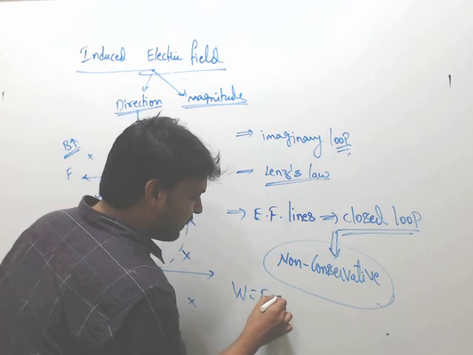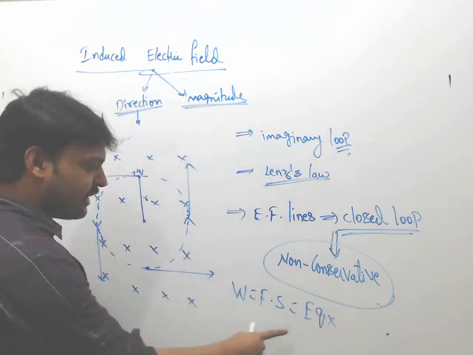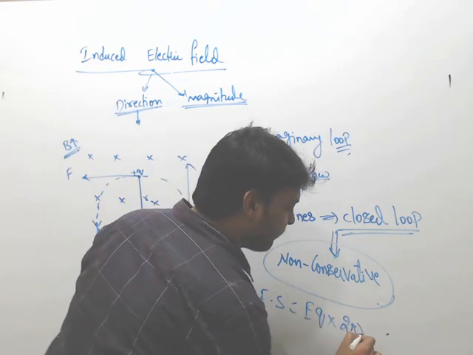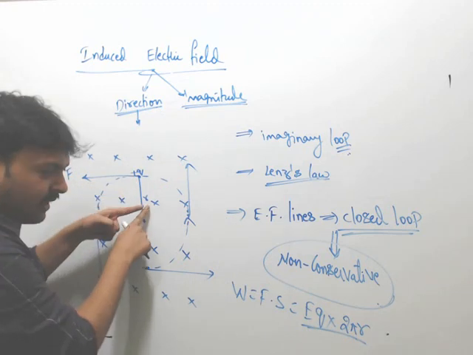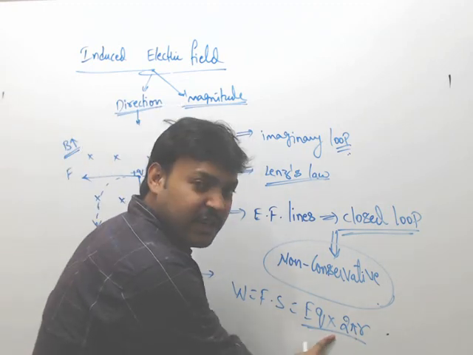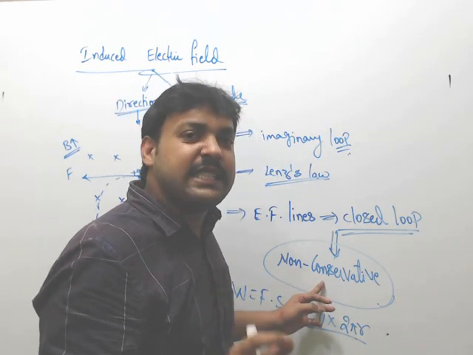Force into displacement. So what is force? EQ, electric field into charge. What is the distance travelled? It is 2 pi r. If the radius is r, that will be 2 pi r. So force into 2 pi r. So work done is not equal to 0. If work done is not equal to 0, we can call it a non-conservative force.